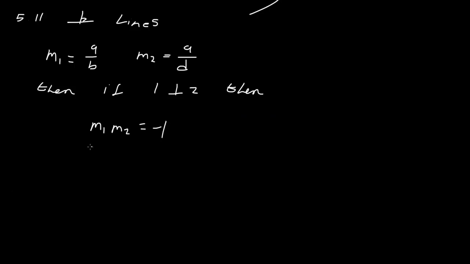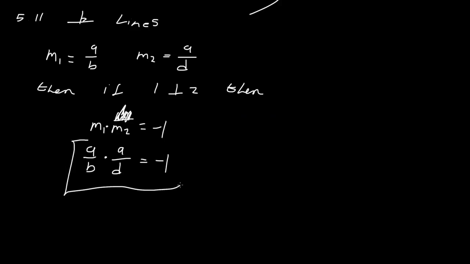Or a over b, I lie. m1 times 1 over m2 is equal to negative 1. So a over b, that's wrong. m1 times m2 is equal to negative 1, which means a over b times a over d is equal to negative 1. So this is the condition for if lines are perpendicular.